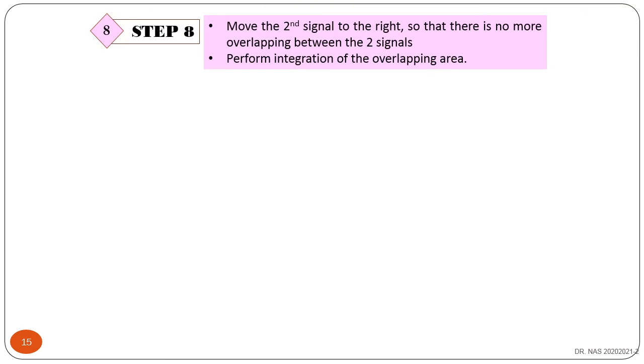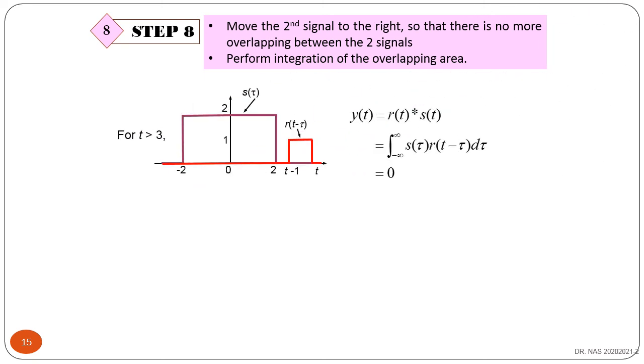Finally, move the second signal again far to the right until there is no more overlapping between the two signals, from partly overlapped to no overlapping. When the second signal is positioned here, there is no overlapping between the first signal and the second signal, so obviously the integration yields 0.